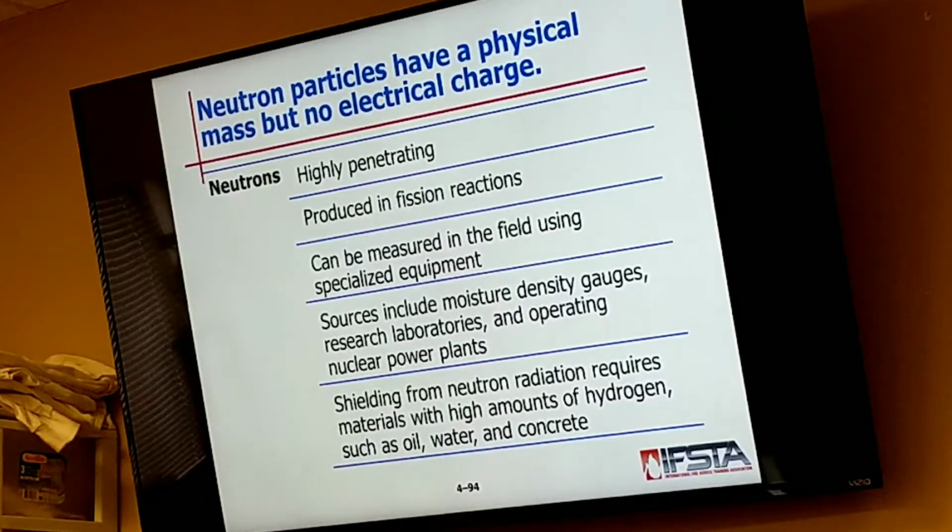Neutrons are particles that have a physical mass but no electrical charge. Neutrons are highly penetrating. A fission reaction produces a neutron along with gamma radiation. Shielding from neutron radiation requires materials with high amounts of hydrogen, such as oil, water, concrete.